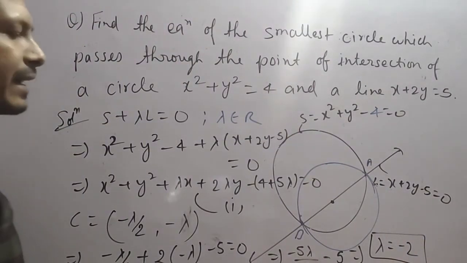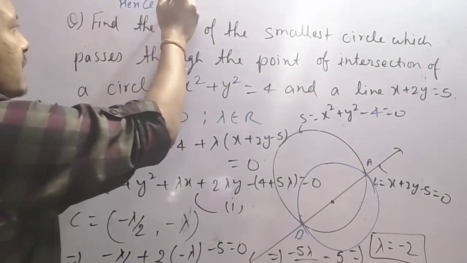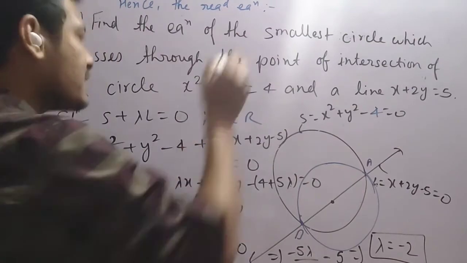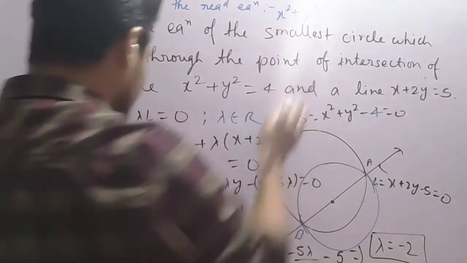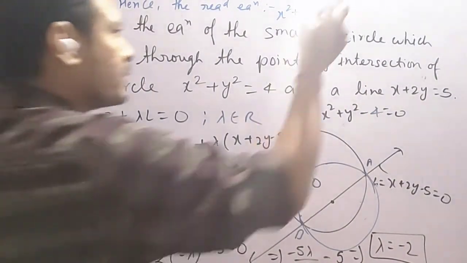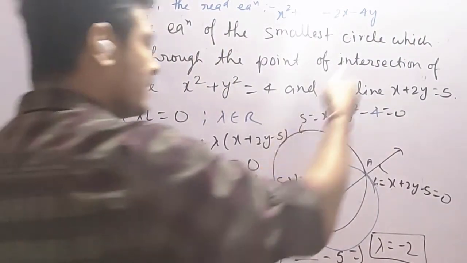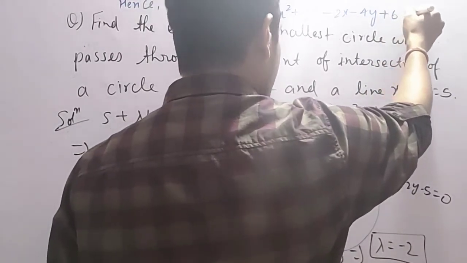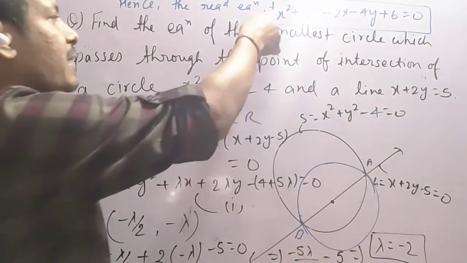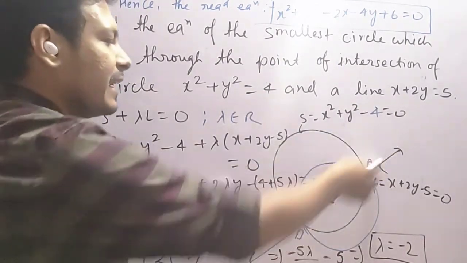Now put lambda equals to minus 2 in this equation to find the equation. Hence the required equation is given by x square plus y square plus lambda x is minus 2x plus 2 lambda into y is minus 4y and minus 4 plus minus 10 is minus 6, so this will be minus 6 equals 0. So this is our desired equation. This represents the equation of the smallest circle which passes through the point of intersection of this circle and this line L equals to 0.